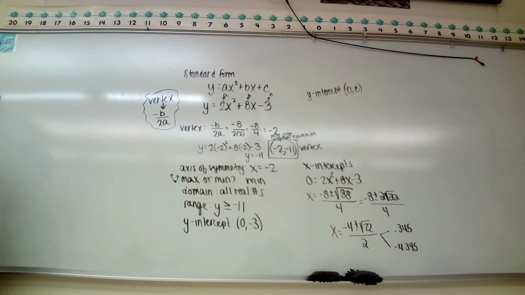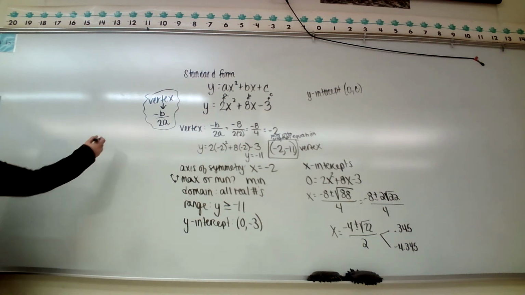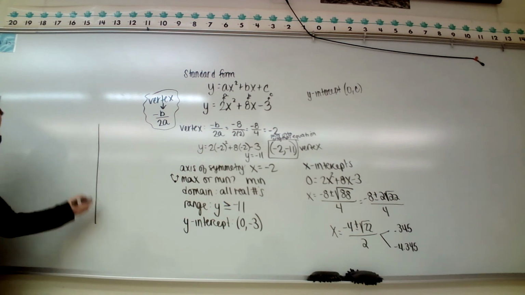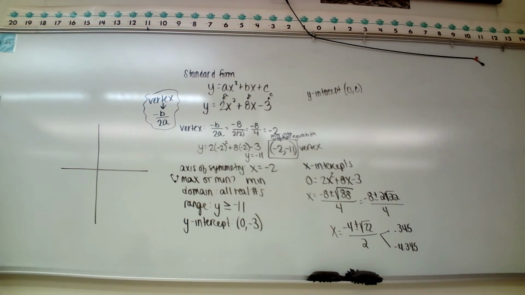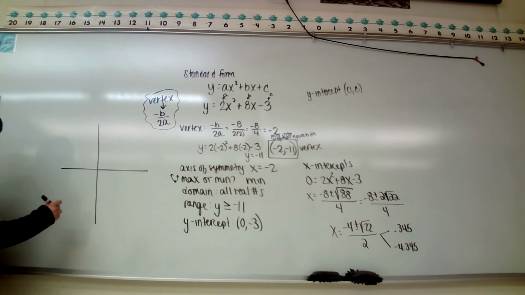And then last but not least, guys, we haven't even graphed anything yet. That was the main goal in the end, to graph that bad boy. You guys see me? Yeah, you can see me. Okay. So graphing, I always start with the vertex, (-2, -11).